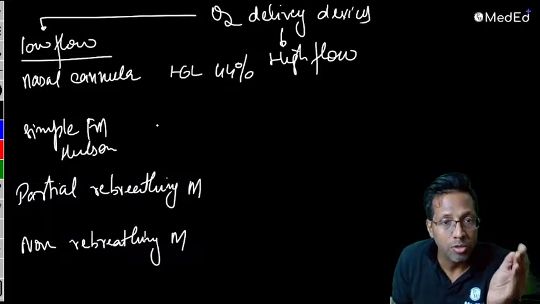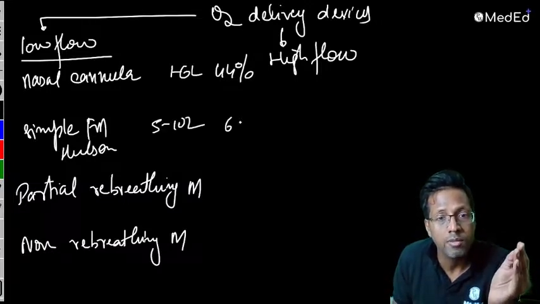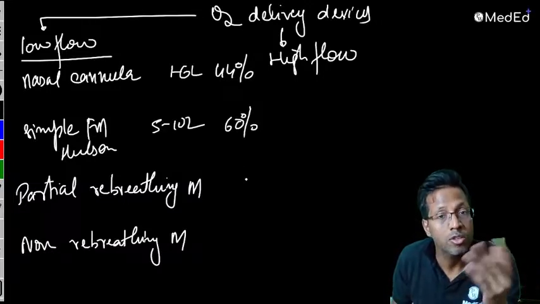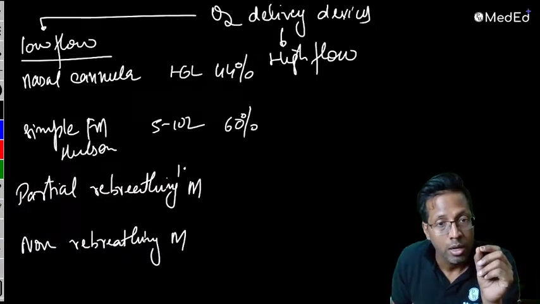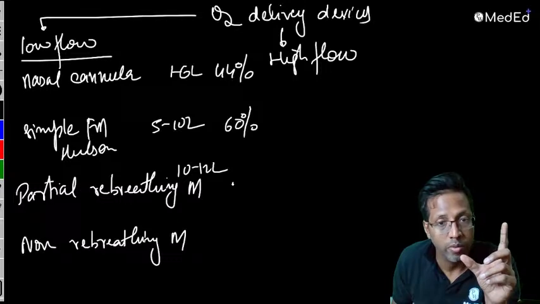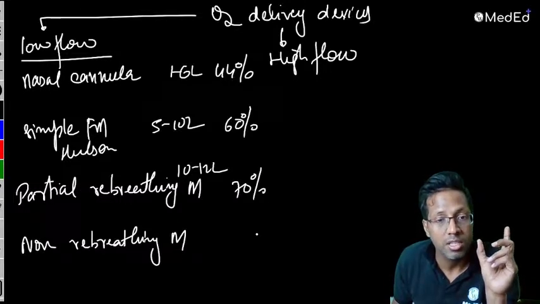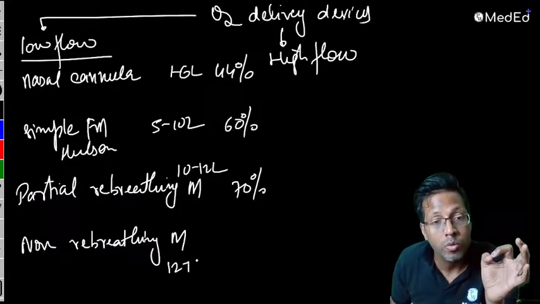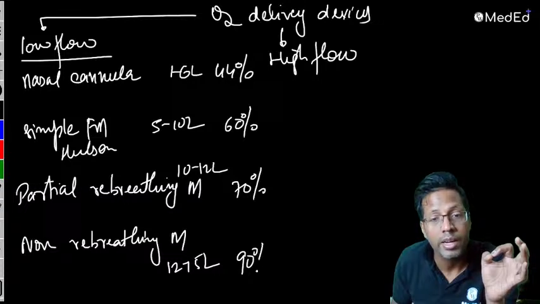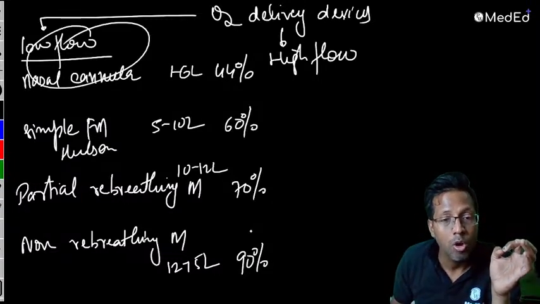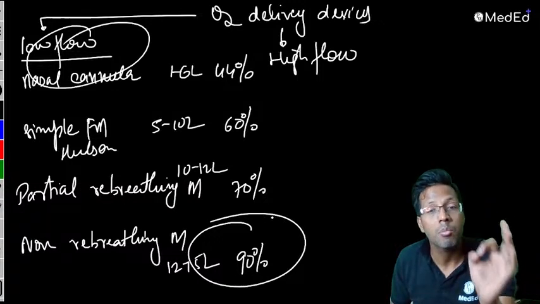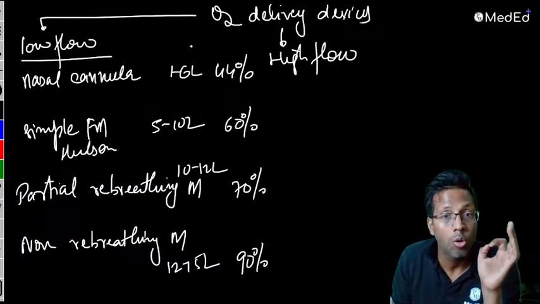A simple face mask is normally used at 5 to 10 liters, it gives around 60%. Now if someone is not improving with that, you give a partial rebreathing mask which has a reservoir bag, 10 to 12 liters, it works between that, 70% maximum. Non-rebreathing works between 10 to 15 liters and it gives 90%. Out of all the low flow devices, remember non-rebreathing gives the maximum FiO2, right? These are called low flow.